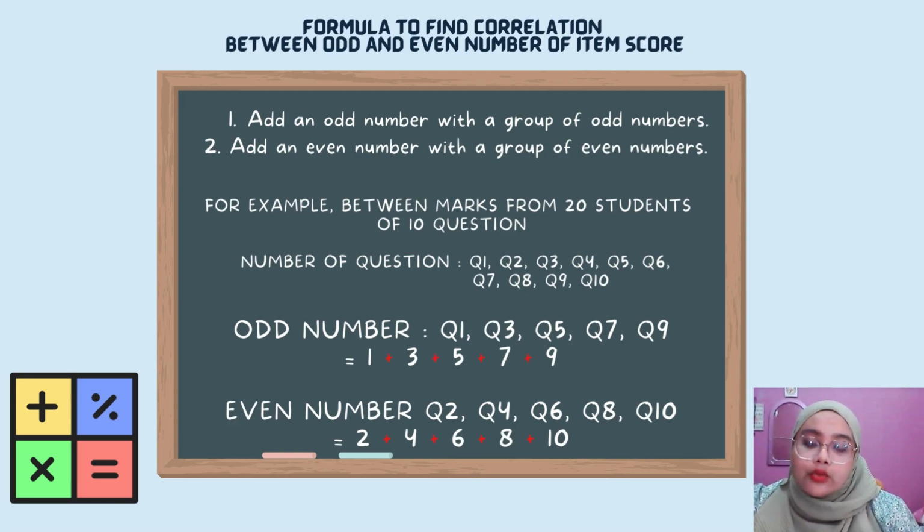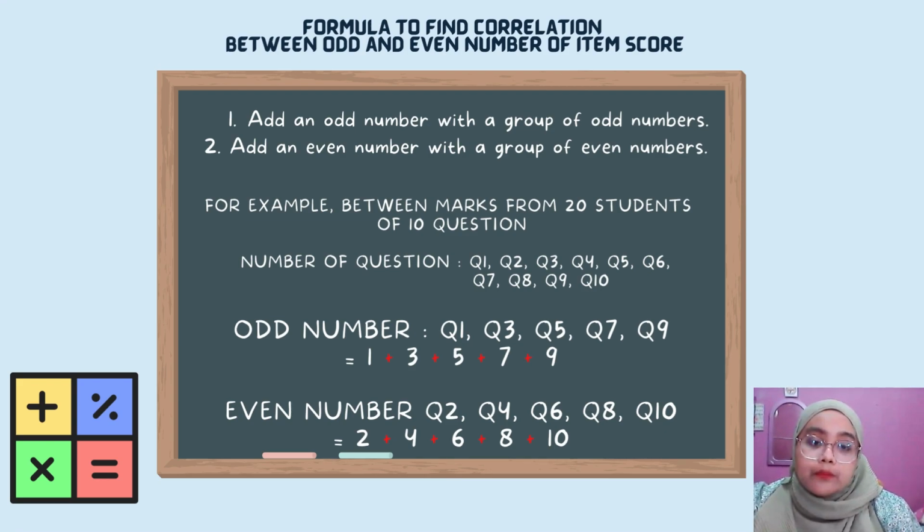To answer the question, do the procedure for measuring the reliability coefficient using the split-halves method. First of all, you must find the correlation between odd and even number of items scored, and this is the formula. Number 1, add an odd number with a group of odd number, or add an even number with a group of even number.